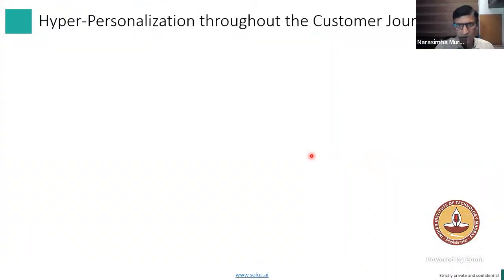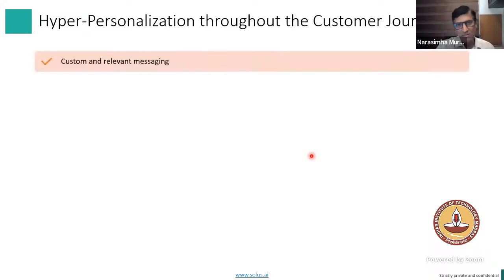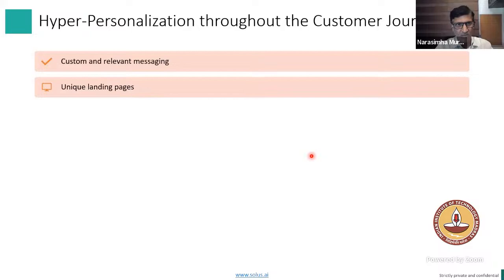If you look at hyper-personalization through the customer journey, there are many places where you can provide this individualized experience. One most simple, I wouldn't say most obvious, is custom and relevant messaging. Everything that you saw, the SMS, the WhatsApp, all the messages that you're sending, relevant for the customer, need to be custom for every individual. That's really very important when you say that you want to have a hyper-personalized engagement.